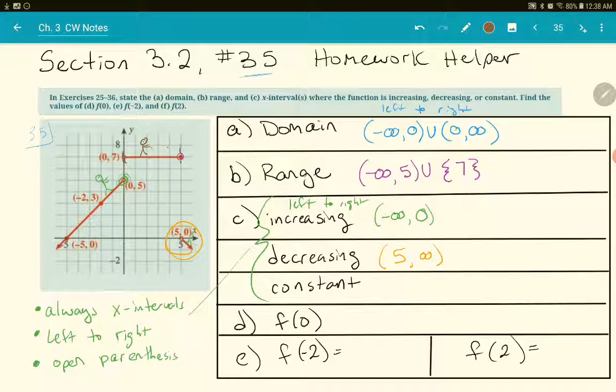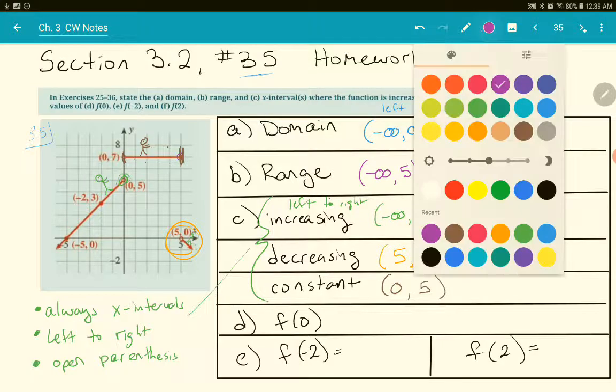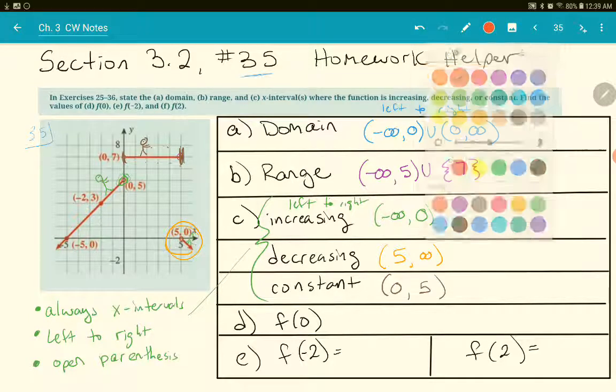The x interval is 0 to 1, 2, 3, 4, 5. So from 0 to 5. The constant is 7, but the x interval is from 0 to 5. From x equals 0 to x equals 5, y always equals 7. All right, now the funnest part, I think. I'm running out of colors here, so let's do that.